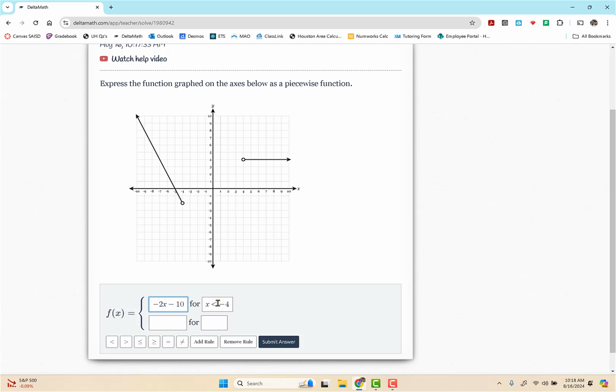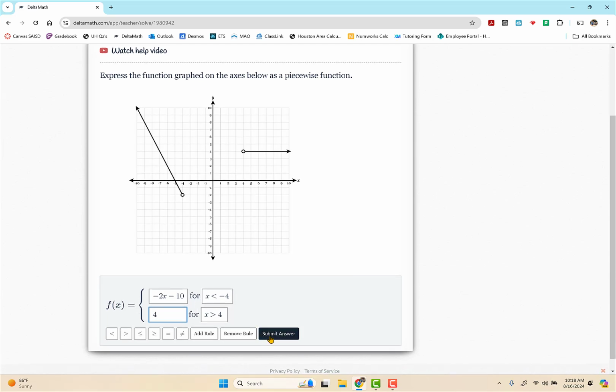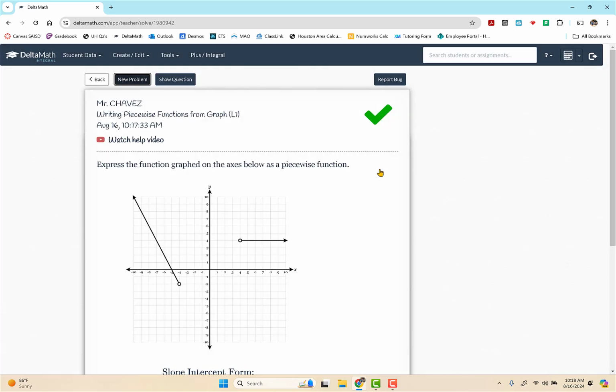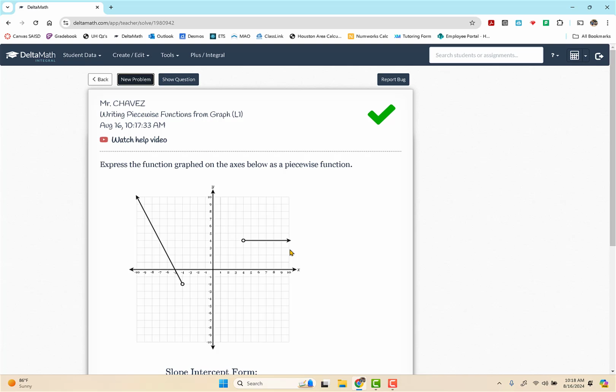For x greater than -4, where's the greater than symbol? It always looks like it's 4. And I don't see any issues. I think we're good. I'm going to push submit, and I'm going to push yes. Okay, that's one way to do it.